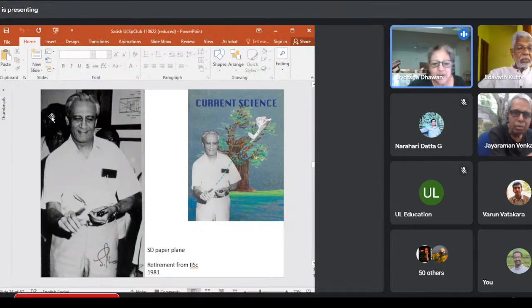Satish retired from IISc in 1981. I'm showing you a picture of his favorite paper plane. He loved to make a paper plane very quickly out of any piece of paper that he was handed so that he could just fly it. Because for him, the whole principle of flight was a great deal of enjoyment.